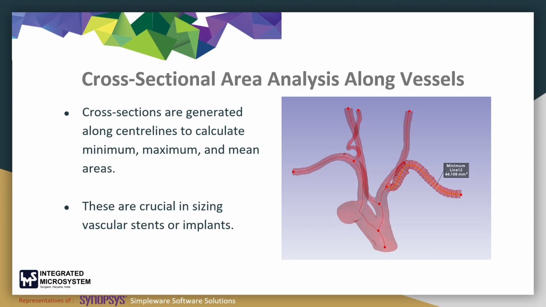Area plots allow you to identify critical narrowing where stents may be required, measure the uniformity of vessel diameter, and design implants that conform to patient-specific geometry. This data is especially useful in simulation workflows.